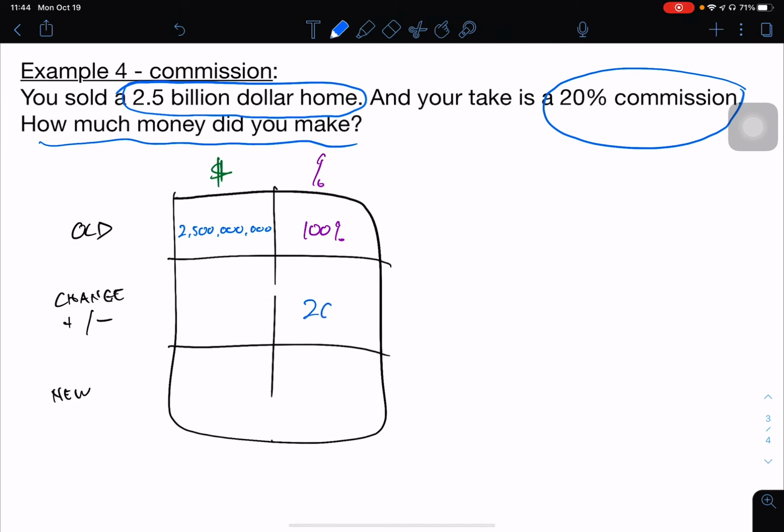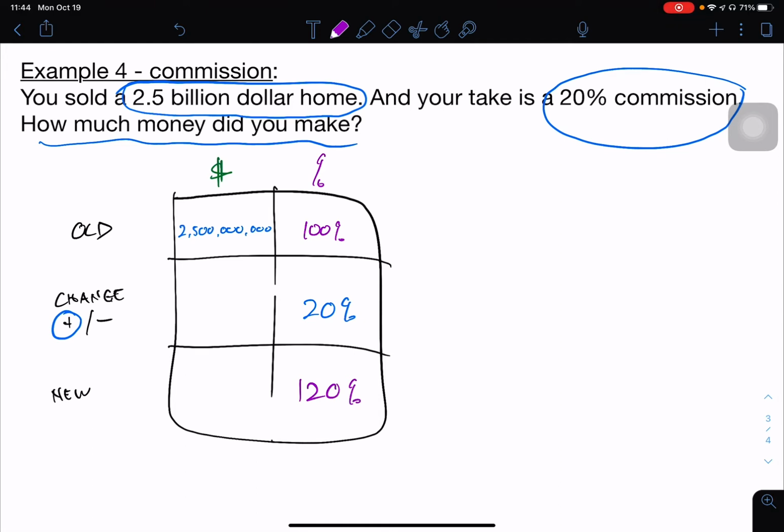You made 20% commission, so that's a positive change. So that means whoever you sold it to, they bought it for a total of 120%. All right. Now, what about the rest of this?